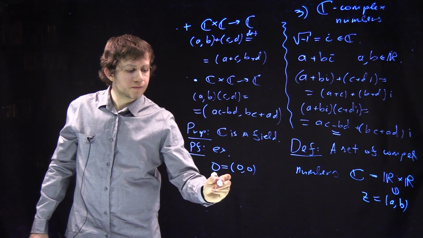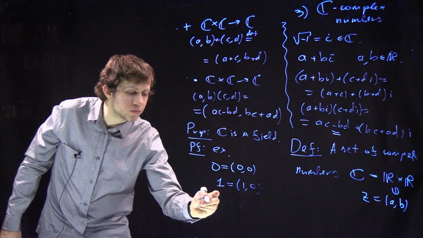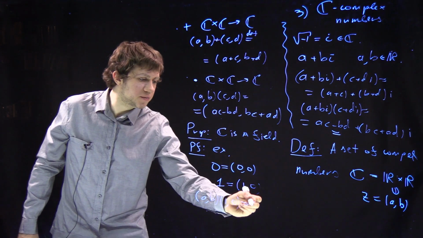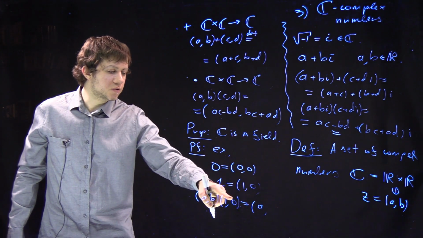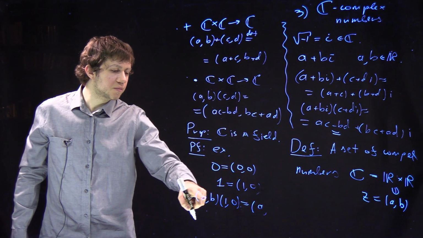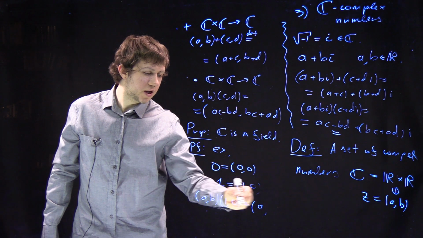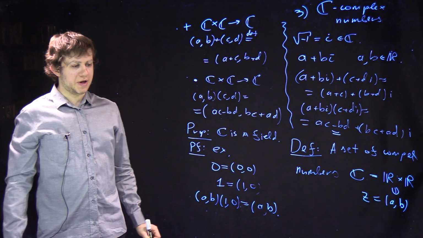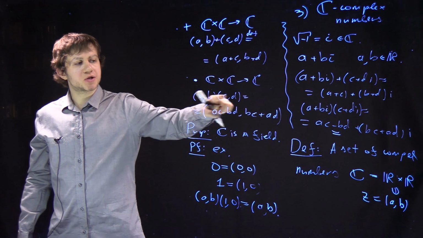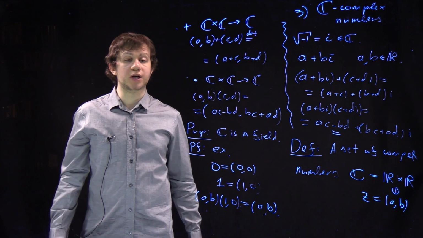So what about 1? I claim that 1 should be just the pair (1, 0). And indeed, if we use this rule to multiply, (a, b) times (1, 0) will equal (a·1 - b·0, b·1 + a·0), which is (a, b), right? Okay. So 0 is this one, 1 is this one, and for instance, to check associativity, we need to take three pairs and multiply them in two different ways, and we will get a long identity, which we need to check is true, and it will be true.